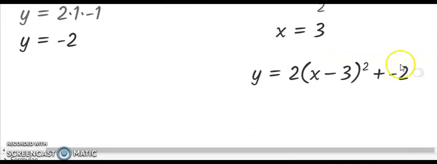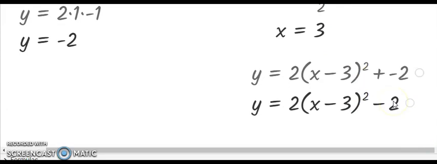The only thing I'd probably do is to make the addition subtraction become just simply a subtraction. Addition of a negative becomes just simply a subtraction problem. So this is the final answer for the third one.